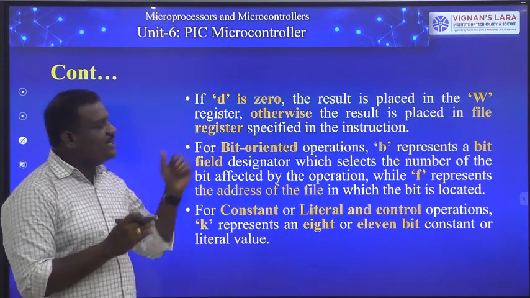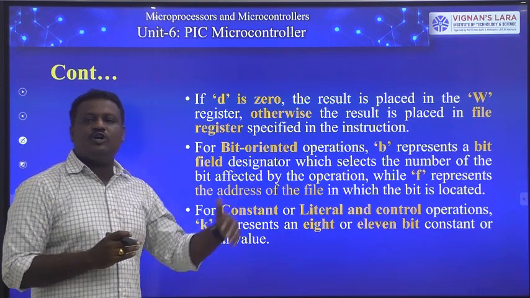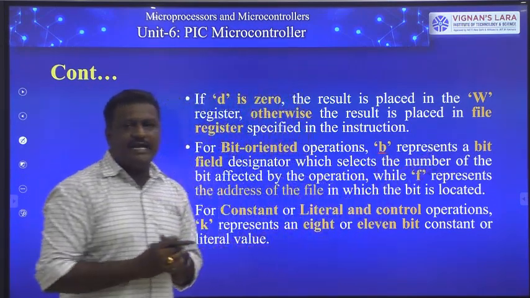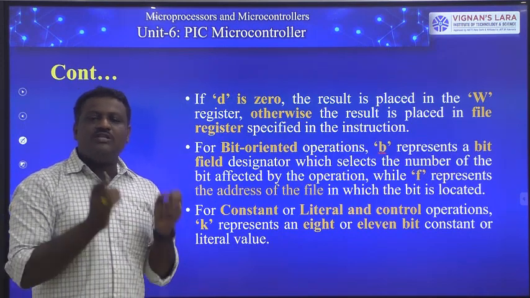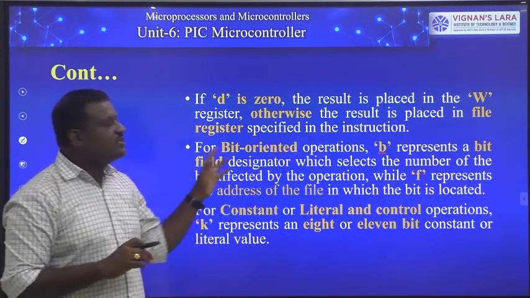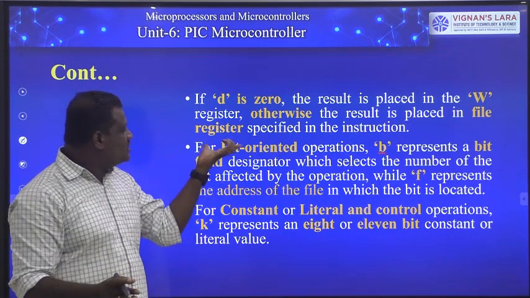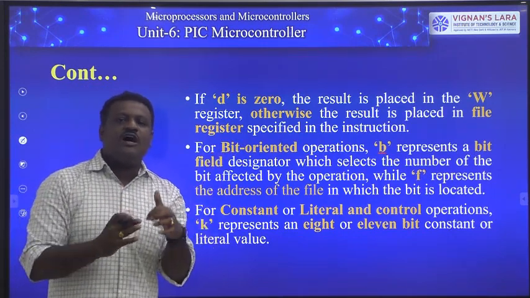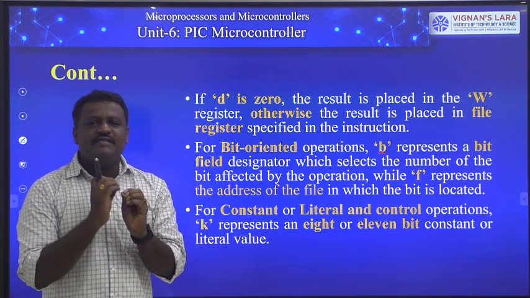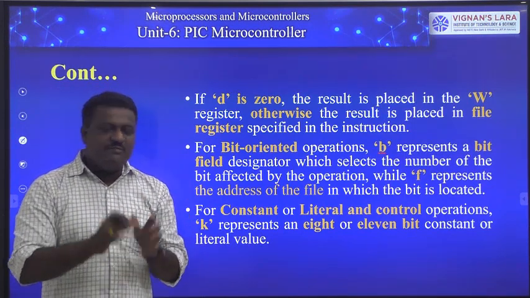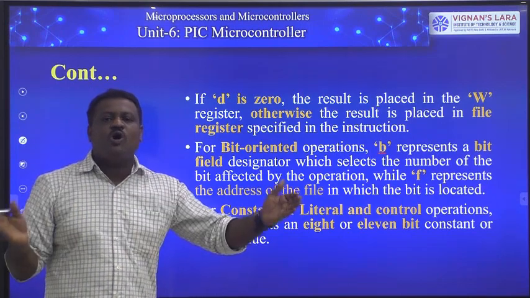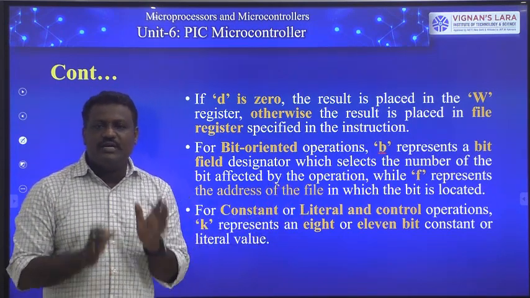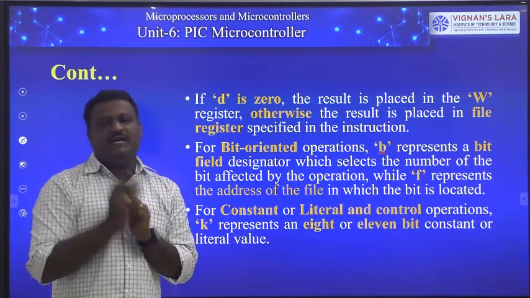Next, in bit-oriented instructions, along with F we use one more character, which is B. What does this B indicate? B represents a bit field. Because these are bit-oriented operations, they do operations directly on specific bits. That means we are not doing operations on all the bits present in the file register, but specifically on a specified bit.